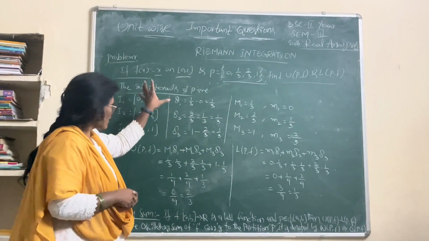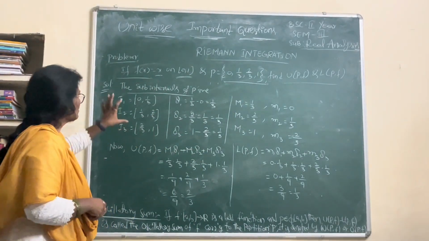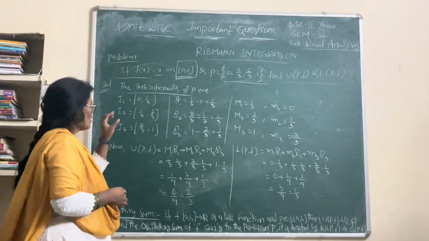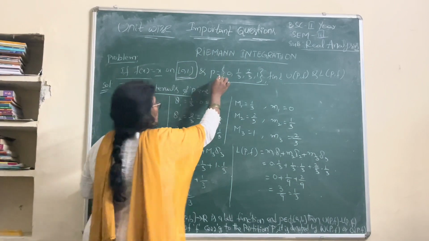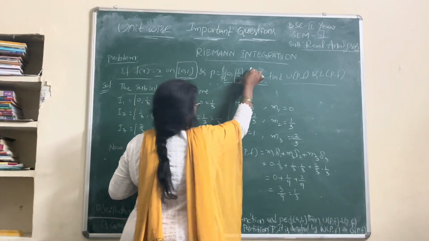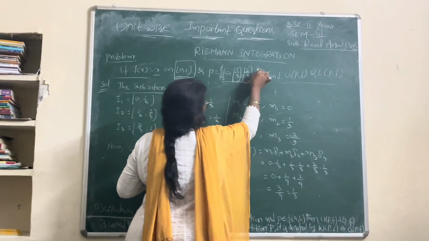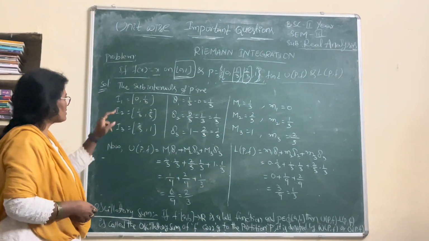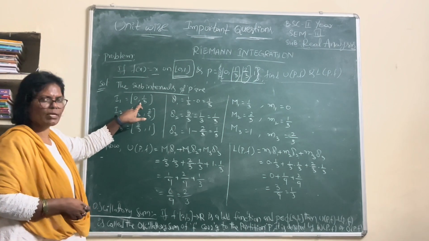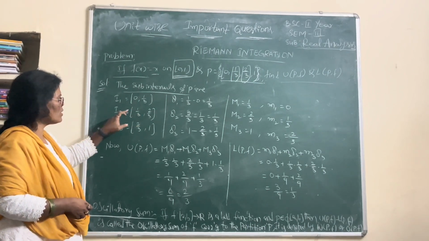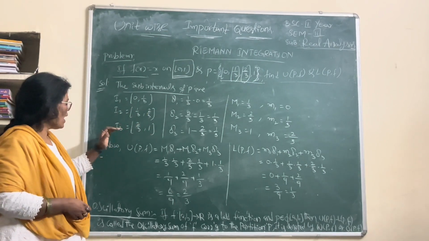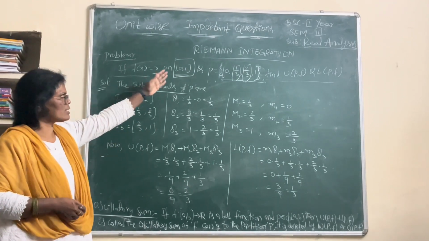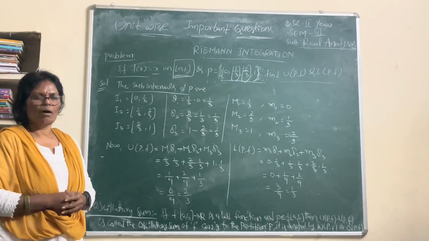First of all we'll write the subintervals: 0 to 1 by 3, 1 by 3 to 2 by 3, and 2 by 3 to 1. So how many subintervals are there? Three subintervals. I1 is 0, 1 by 3, I2 is 1 by 3, 2 by 3, and I3 is 2 by 3, 1. These are the subintervals of the closed interval 0, 1.